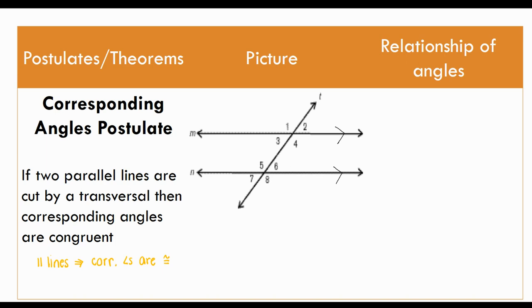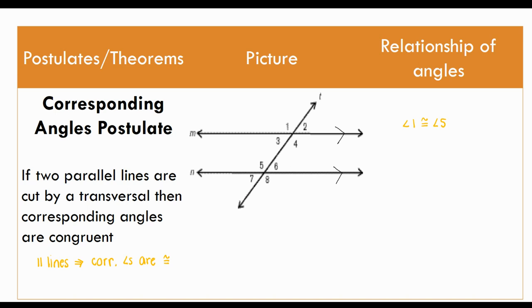So if I'm looking at this picture, notice that T is my transversal. It's intersecting M and N. M and N are parallel because they have those markings. So there's 8 different angles. Remember, corresponding means that it's the angles that are on the same side of the transversal, but one is interior and one is exterior. So before we've identified, okay, that's angle 1 and angle 5. Angle 1 is exterior, angle 5 is interior. They're on the same side, they're to the left. But now that we know that we have parallel lines, I can say that angle 1 is congruent to angle 5. Those are the same.